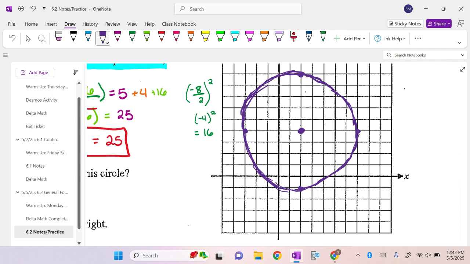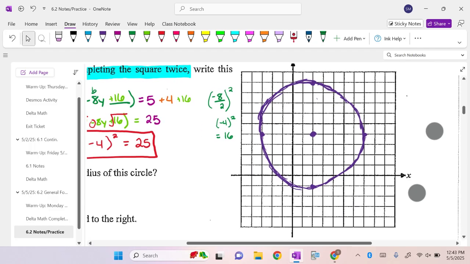All right, so any questions on the actual process from going from the general form to the standard form? So again, when you're graphing the circle, you always graph the center first, and then you're counting the radius. So you're counting that many spaces away from the center in each cardinal direction. So north, south, east, and west. Think of a compass. You want to point in each direction. All right. Any questions on that?